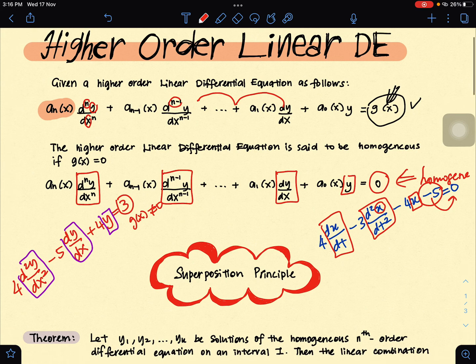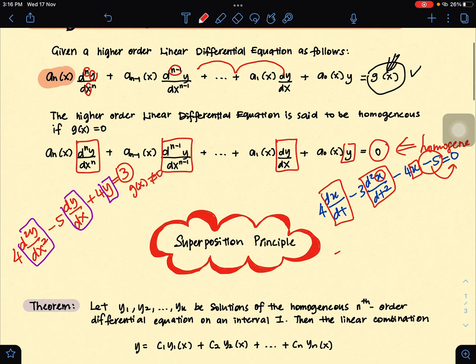Therefore, if you rewrite your differential equation here, it will be negative 3 d²x/dt², kita susun ikut turutan, plus 4 dx/dt minus 4x is equal to 5. Therefore, now you have your g(x) is not equal to 0, so this one is a non-homogeneous higher order linear differential equation. So that is how we want to determine whether our higher order linear differential equation is homogeneous or non-homogeneous. It only depends on the value of g(x), so it differs from the first order differential equation.